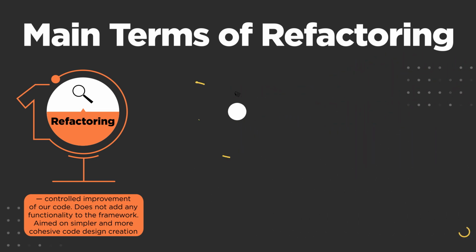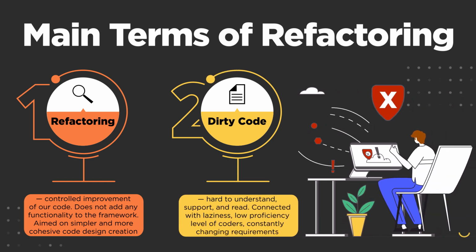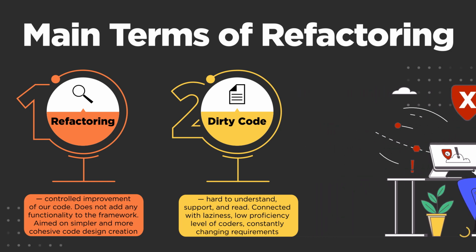The following term we should consider is dirty code. It is such type of code that makes it hard to understand, support and read for other people who are involved in its maintenance and development process. Usually, it is connected with laziness and low competency of developers or automation testers. Nevertheless, such code also appears when changes are done very frequently in the current product or tests. In its turn, it doesn't give engineers enough time to thoroughly plan and support good code structure.